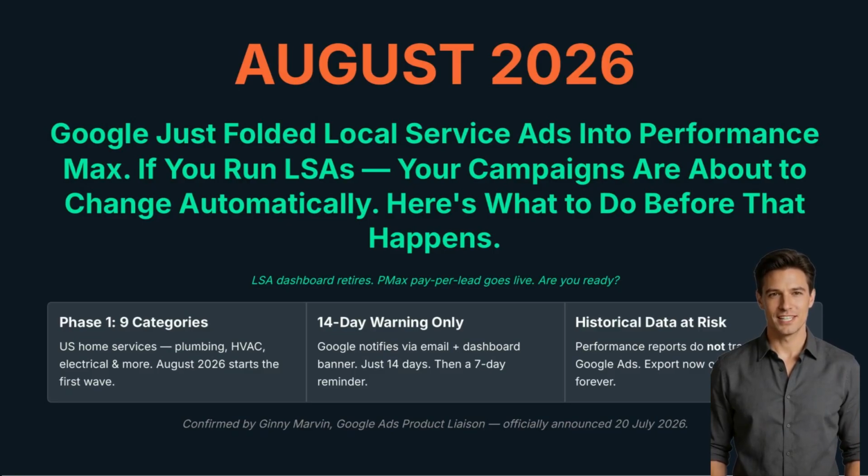Home and storefront service advertisers in 9 categories: plumbing, HVAC, electrical, appliance repair, house cleaning, lawn care, roofing, pest control, and moving. Late 2026 brings broader expansion. Non-U.S. accounts follow in 2027. Google will notify account admins 14 days before their specific migration date via email and a banner in the LSA dashboard, with a follow-up reminder 7 days out. On migration day, logging into the old dashboard redirects you to Google Ads.